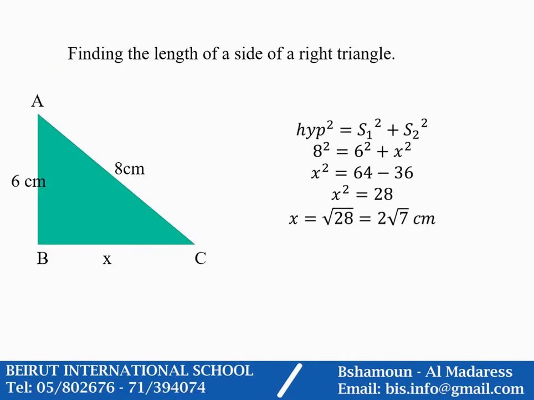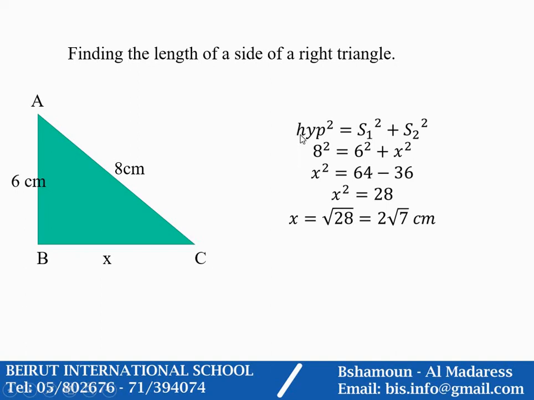Sometimes, guys, the triangle is right and you have the length of the hypotenuse and the length of one side, and you're asked to calculate the length of the other side and not the hypotenuse because it's given. So to find the length of the side, you apply the Pythagorean theorem. Hypotenuse squared equals side 1 squared plus side 2 squared. The Pythagorean theorem is not changed because the hypotenuse is known.